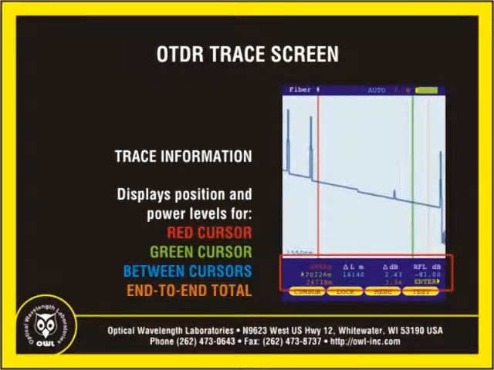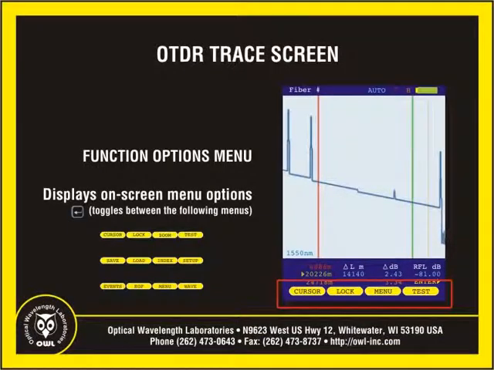Trace information is located below the trace viewing area and displays the relative position and power levels at and between the red and green cursors. The Function Options menu displays on-screen menu options. The Enter key toggles between multiple menus.